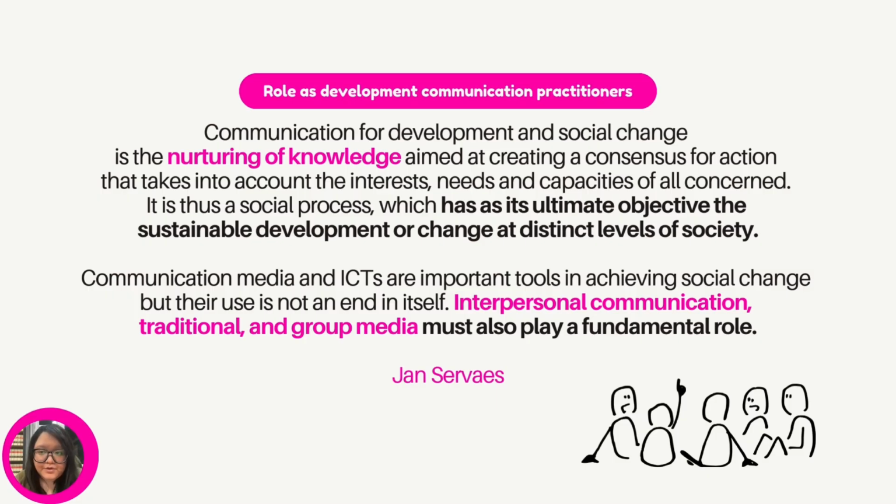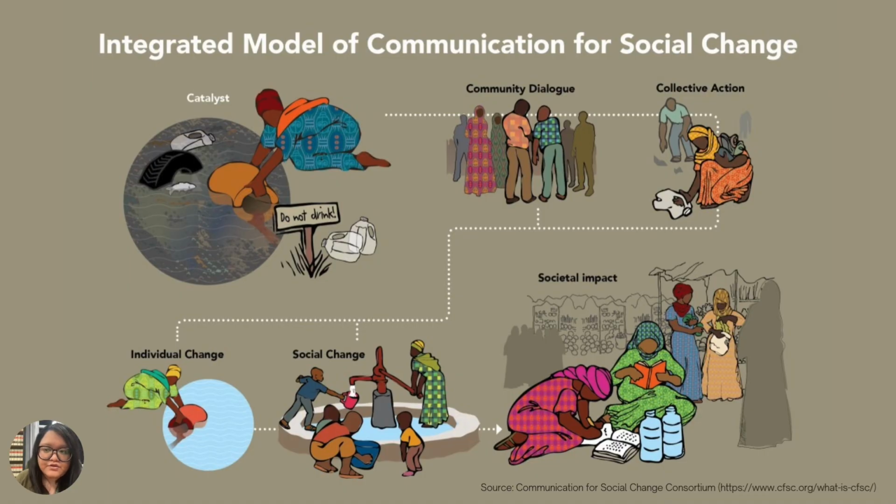In calling it a social process, we are invited to nurture knowledge together with our community, taking into account again their interests, needs, and capacities. So, our communication outputs and modern tech are useful tools, but we need to talk to the community and engage with them face to face. So, for social change, a model of communication is required that's cyclical, as I've mentioned earlier, and it should be relational and lead to an outcome of mutual change rather than one-sided or individualistic. So, to better illustrate this, here's the integrated model of communication for social change.